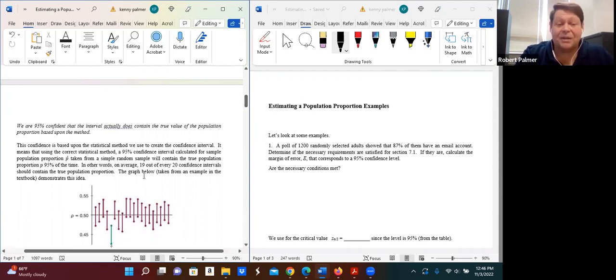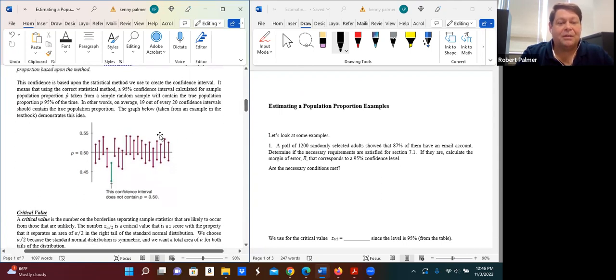Okay, what we're saying with 95% confidence is, let's look at this graph below. We're saying that if we create, on average, 20 confidence intervals using this method, 19 of them, that would be 95%. If our actual value is, in this example, p, which is 0.5, then 19 out of 20 times, or 95% of the time, these intervals we created will actually contain that value of 0.5. And then 1 out of 20, or about 5% of the time, it won't. And once again, that's based on the method, doing this over and over again.